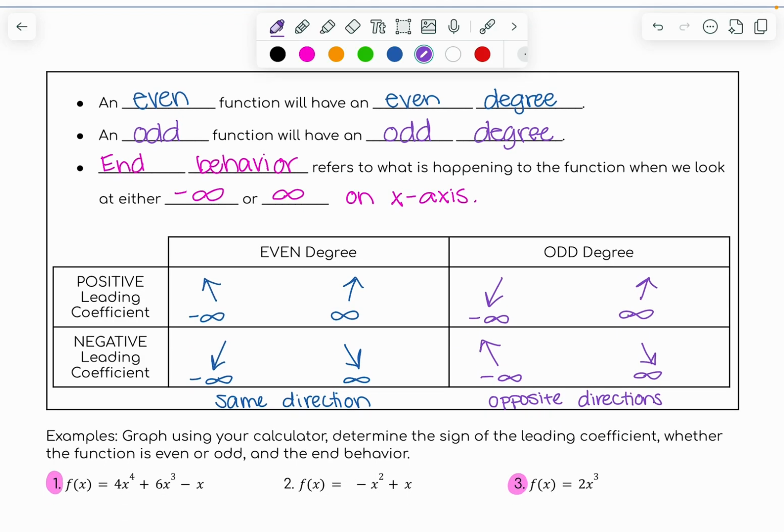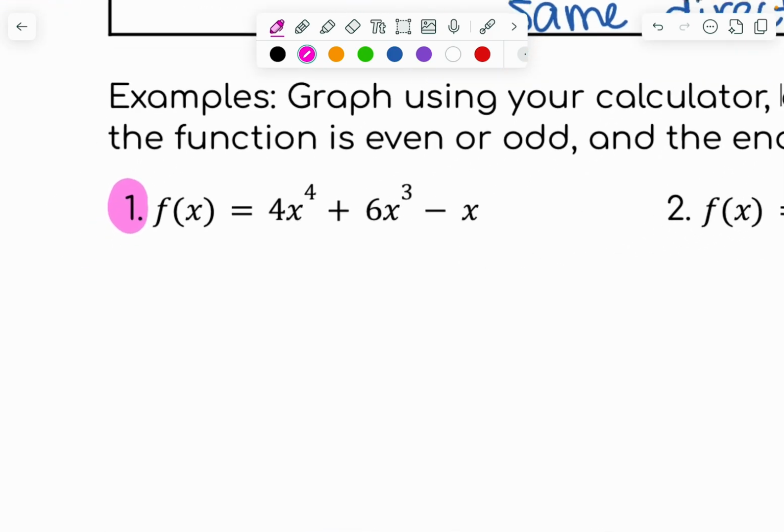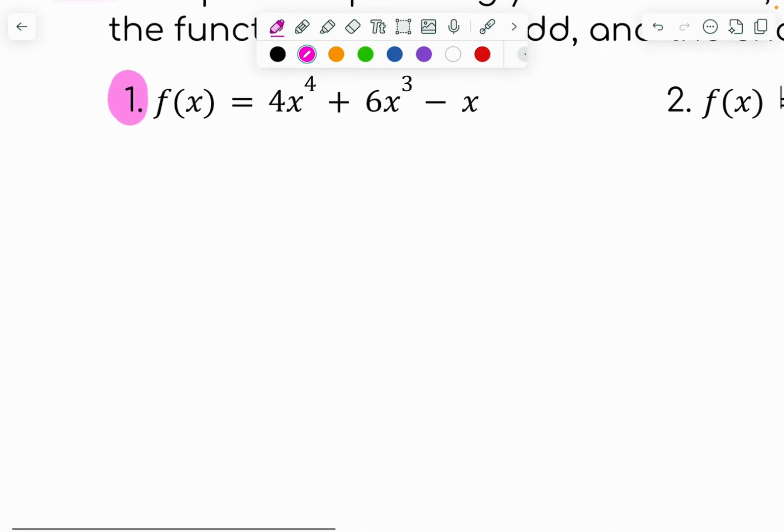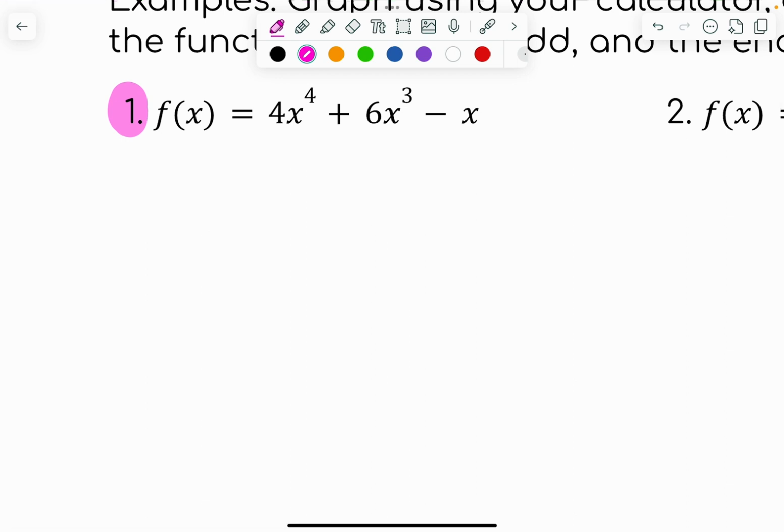Okay, so we're going to graph these functions below. We're going to determine the sign of the leading coefficient, whether it's even or odd, and then we're also going to talk about the end behavior. So before I even graph it, I can figure out whether it's even or odd and whether it's positive or negative.